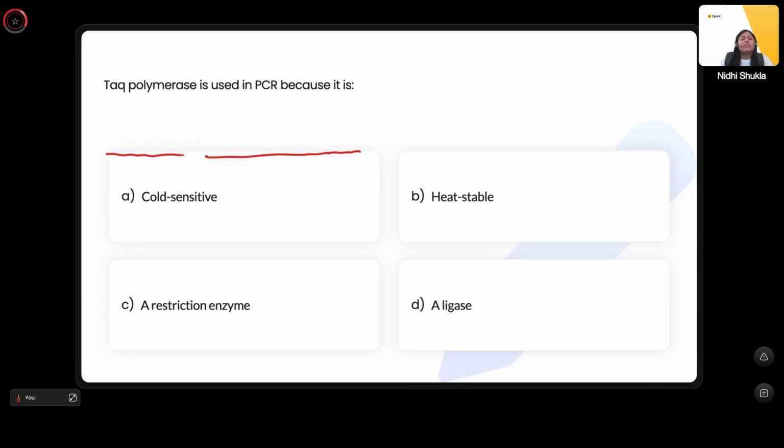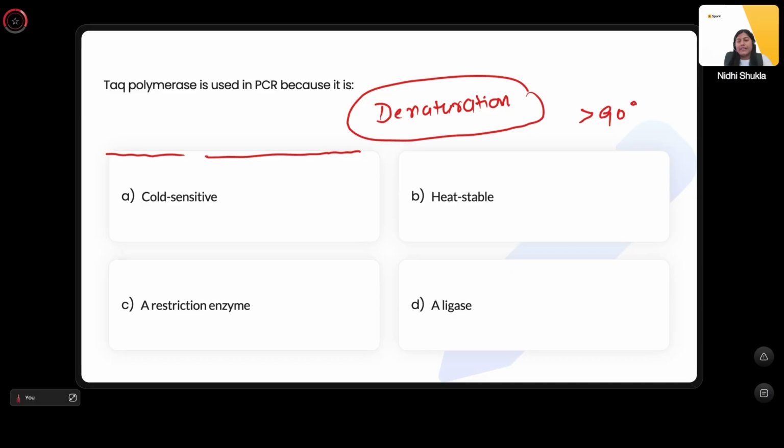So in PCR, we discussed that the first step is denaturation. In denaturation, you provide very high temperatures, basically more than 90 degrees Celsius. In denaturation, you need an enzyme which can tolerate such high temperature without getting disintegrated. So Taq polymerase is used in PCR because it is cold sensitive, no. A restriction enzyme, no. A ligase, no. But because it is heat stable.